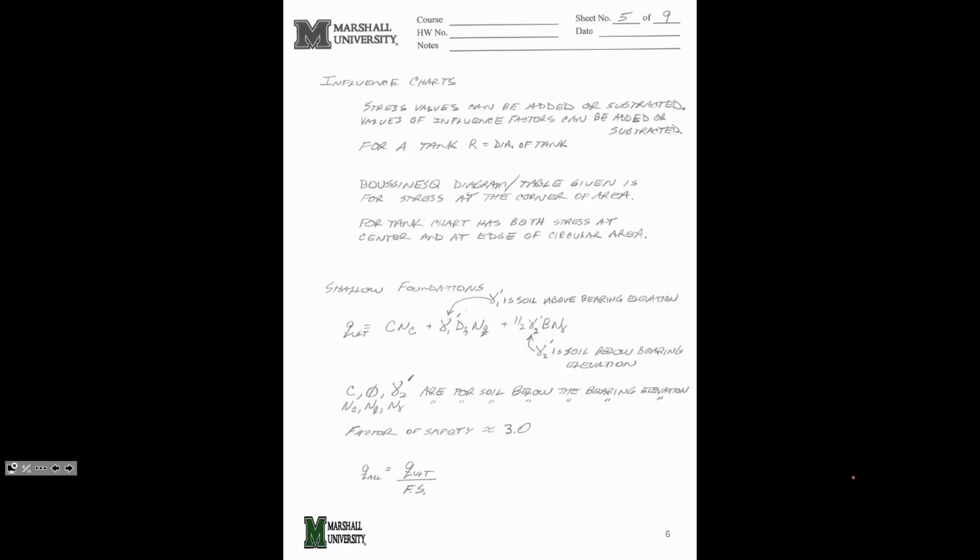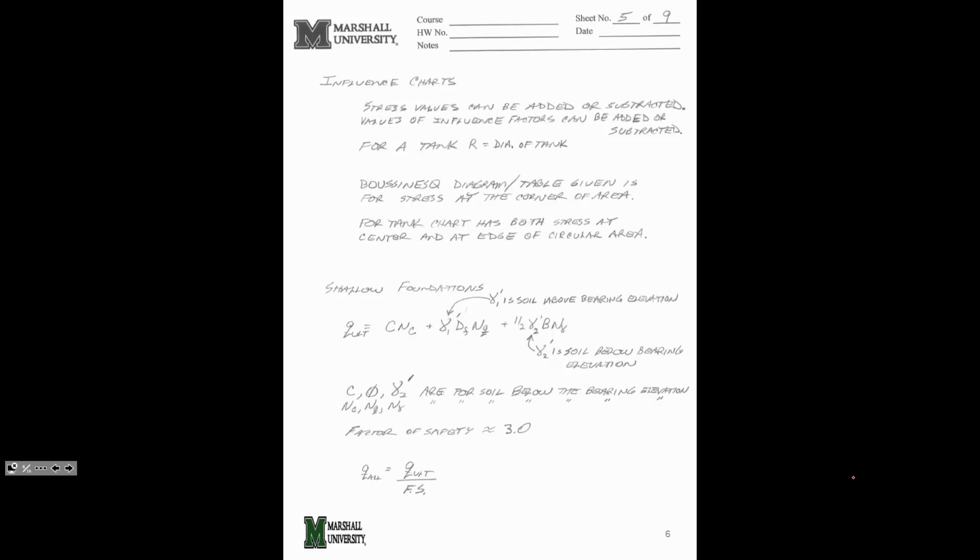Influence charts, they're in the book as well. So you can get the influence underneath a tank or underneath a rectangular loaded area. They're in the book, so make sure you're familiar with how to use those to calculate the pressure down in the ground from a surface load.